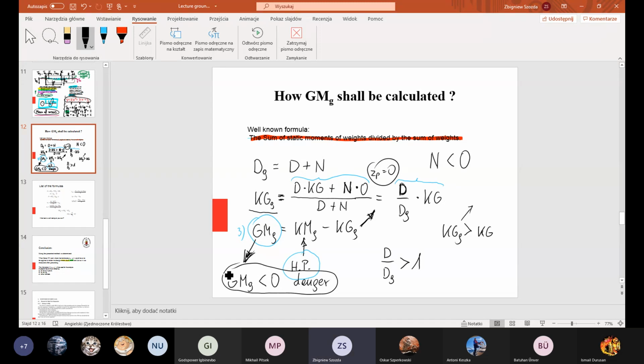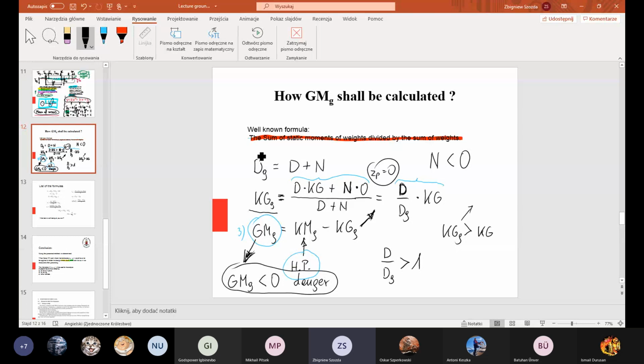Sir, excuse me. Please. I have a question. Why is displacement divided by displacement after grounding more than 1? Because I think that displacement after grounding is a sum of displacement, just simple, plus n. So it should be, I don't know just why.